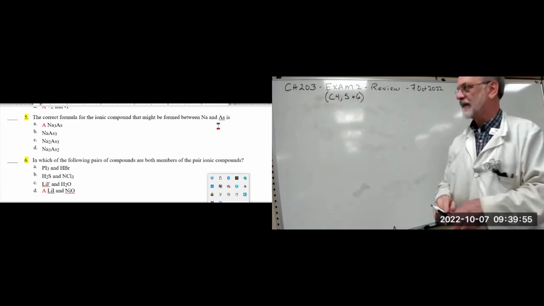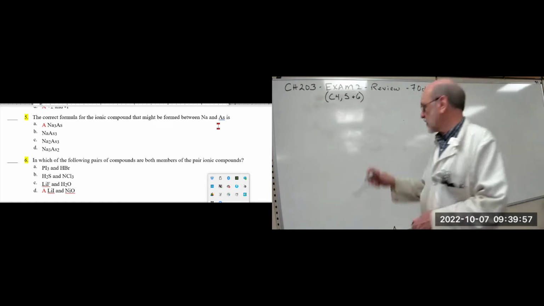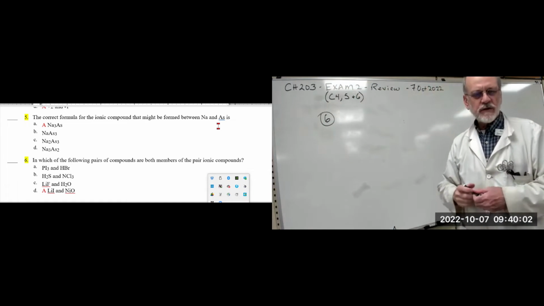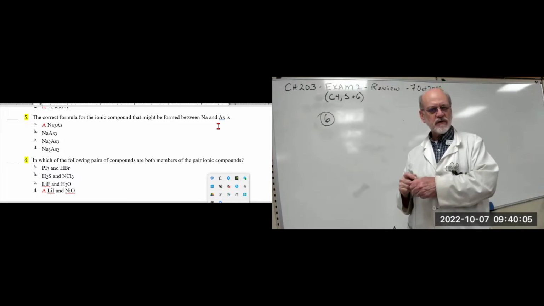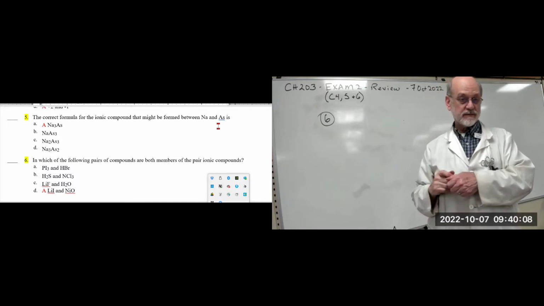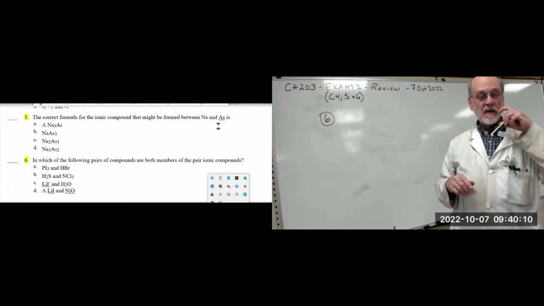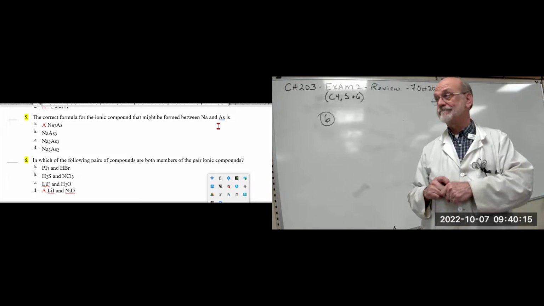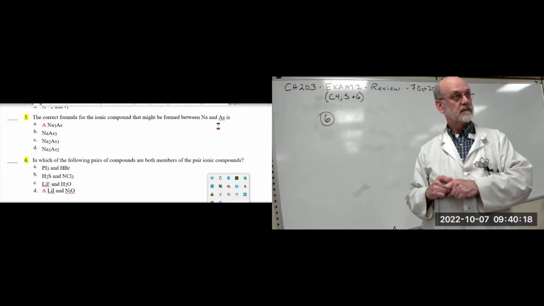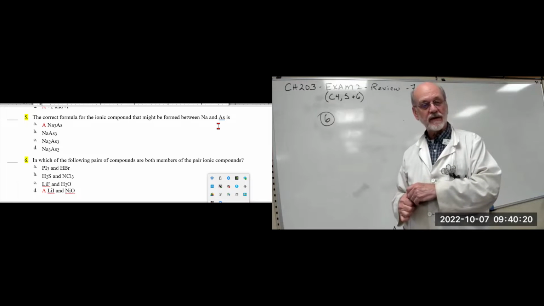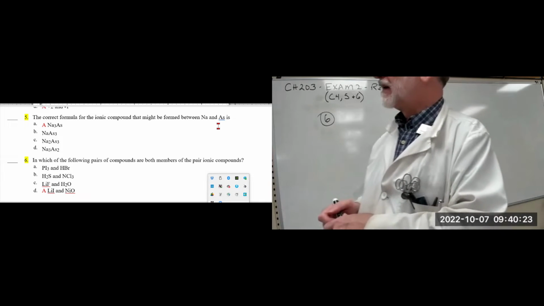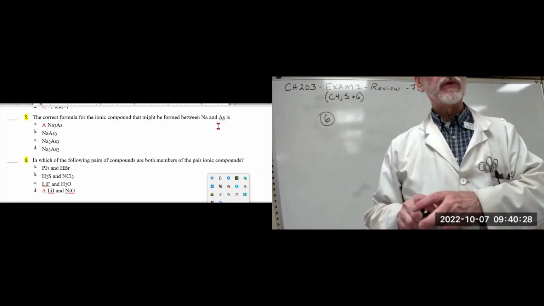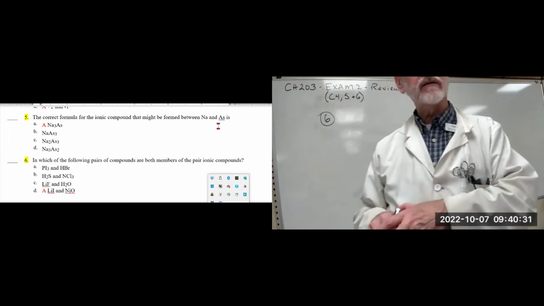Okay, number 6. In which of the following pairs of compounds are both members of the pair ionic compounds? Okay, so you got to decide what's the best way to decide. Metal, non-metal. Are both of them metals and non-metals? Look at A. Phosphorus and iodine. They're both non-metals, right? So you can throw that one out.